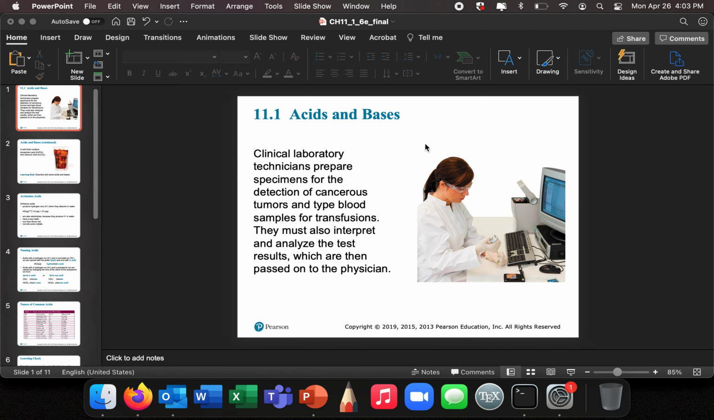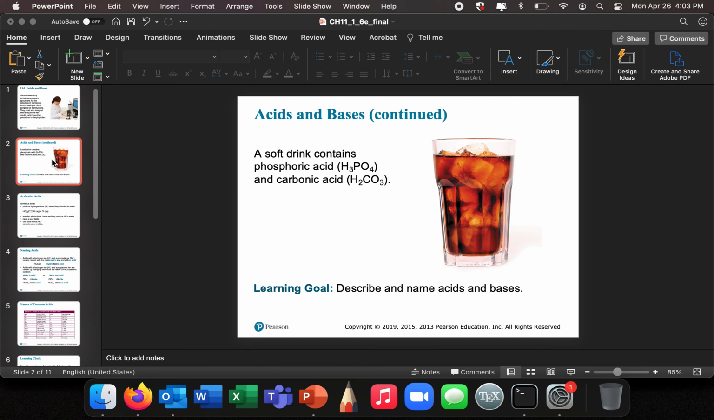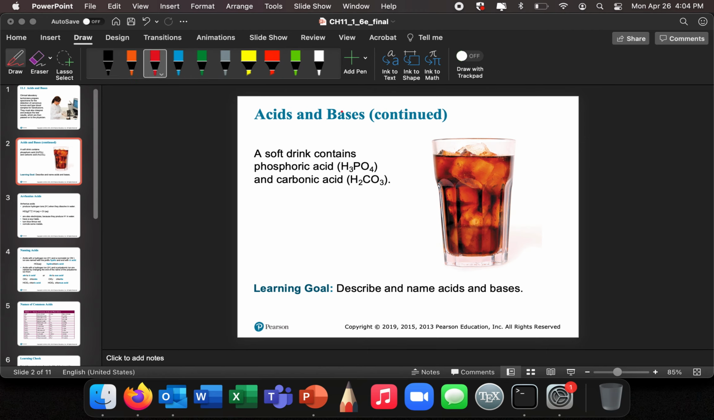Okay, so in chapter 11, we're going to talk about acids and bases. And acids and bases are very important to lots of things, including life processes and things we encounter in everyday life. For example, a soft drink contains two different acids. A glass of Coke contains phosphoric acid and carbonic acid, right? And notice the leading hydrogens in both of these, okay? See how you start out with a hydrogen there with those formulas? Phosphoric acid and carbonic acid.